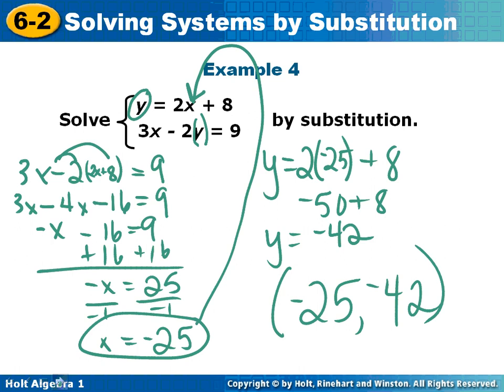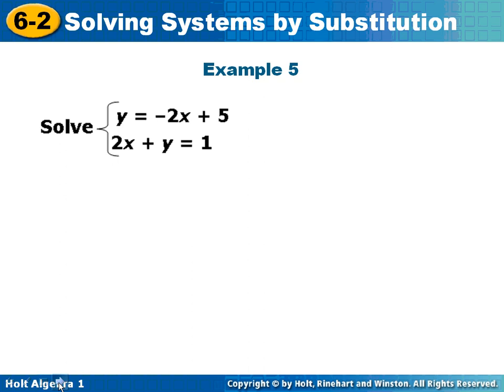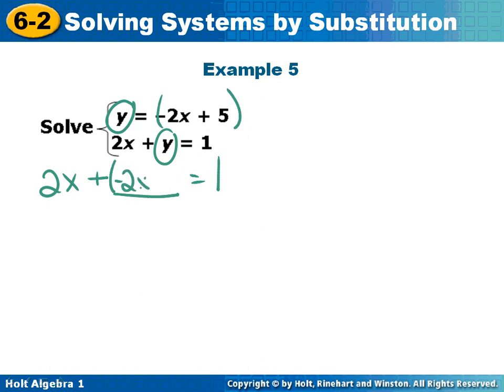All right, get ready for example 5. Again, I'm going to circle the y variable and plug it in. Rewrite the second equation, leaving out the y. In place of the y is going to be negative 2x plus 5. Now there's nothing right in front of the parentheses, so I don't actually have to distribute anything. I can just drop the parentheses.